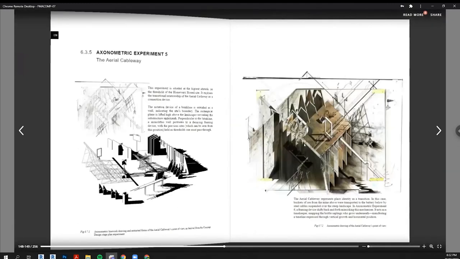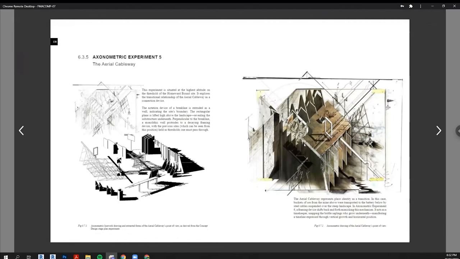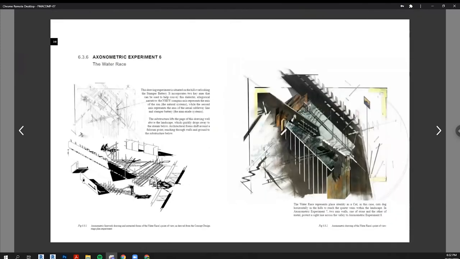Mm-hmm. You selected a reference system of the orthogonal against the fluid, yes, to represent the two systems. And then you began to fluidize the orthogonal and straighten up the fluid so that they began to merge and blend into one another.